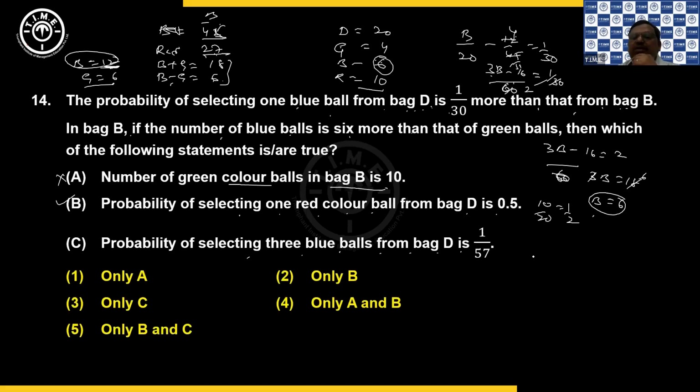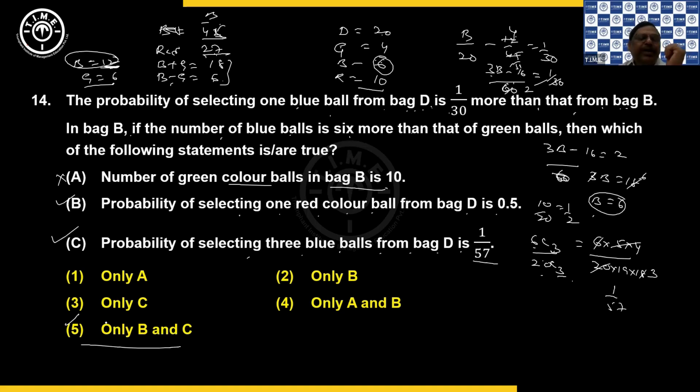Probability of selecting 3 blue balls from bag D is 1 by 57. Here there are 6 blue balls. So probability of selecting 3 blue balls will be 6C3 by total 20C3. It will be, friends, 6 into 5 into 4 by 20 into 19 into 18, divided by 3 factorial and 3 factorial, they get cancelled. You can see now, 6 3s, 5 4s, 20, 20 gets cancelled. It is 1 by 57, and he says it is 1 by 57. This is also true. So my answer is both B and C.